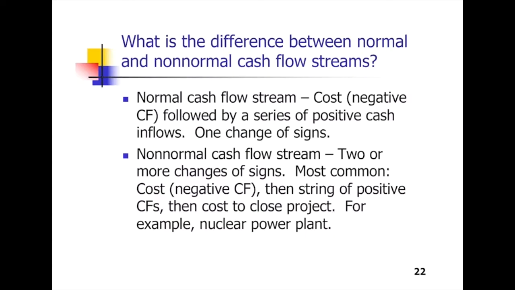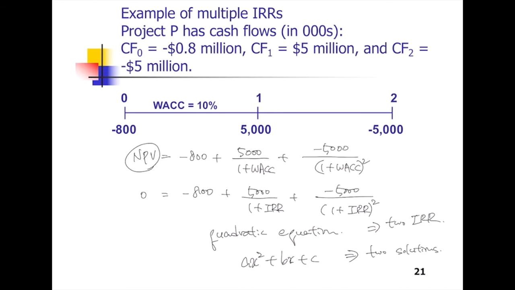The multiple IRR problem occurs when there are two or more sign changes, so a non-normal cash flow stream. As you can see, from here to here, the sign changes one time, from minus to plus, right? And here and here, the sign changes one more time, from positive to negative. So the sign changes 2 times. We have a quadratic equation, and we have the multiple IRR problem.